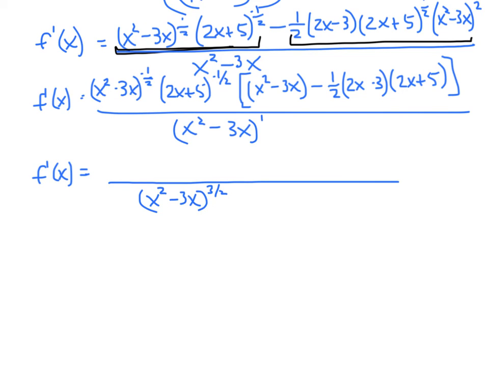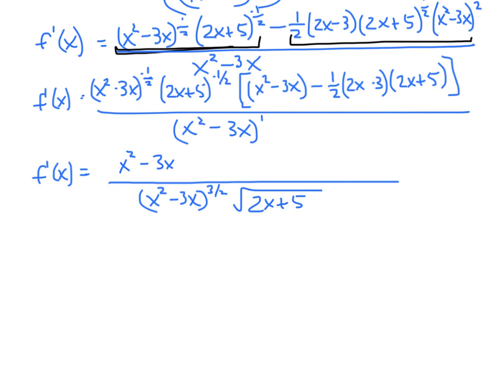We also have this next term that we factored out, which had a negative 1/2 exponent. So let's go ahead and bring that down. That would be the square root of 2x plus 5. So what's left on top is just what's inside the bracket. Everything else I was able to pull down and join with the current denominator. So we have x squared minus 3x.